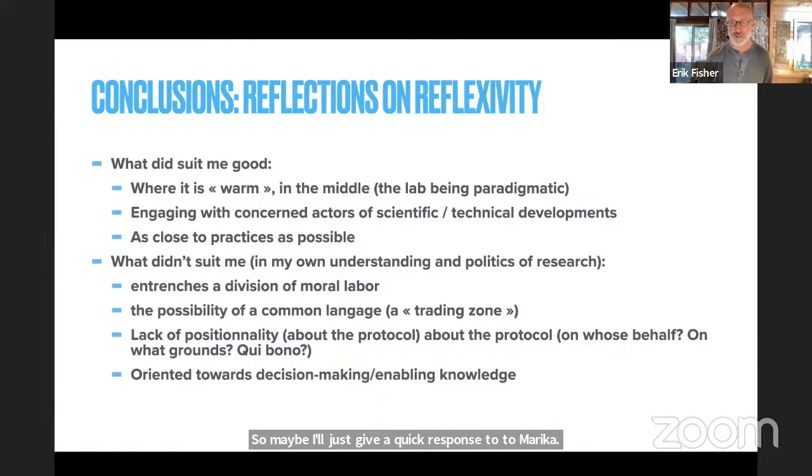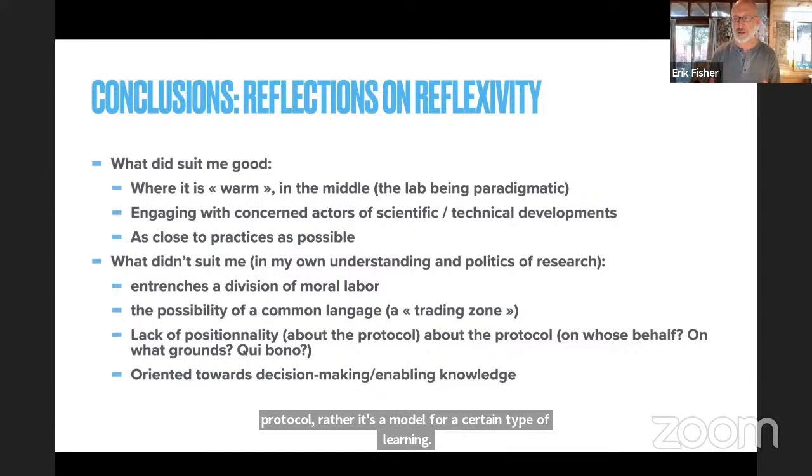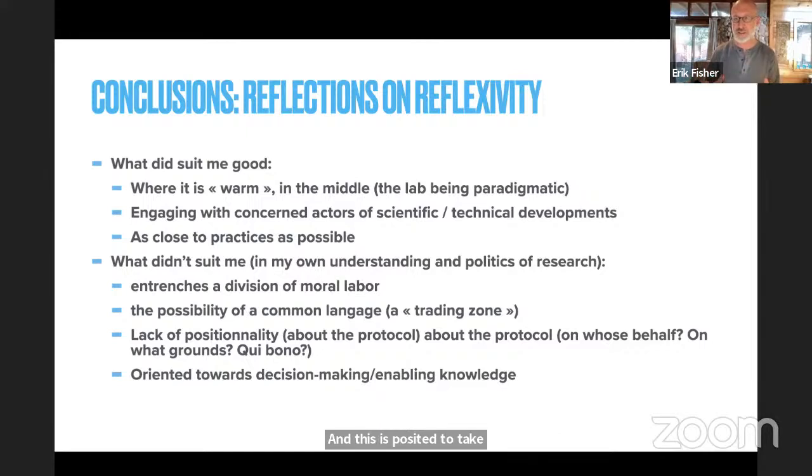Okay, so maybe I'll just give a quick response to Marika then, because I think the simplest way to put it is that the midstream modulation framework, which uses words like reflexivity, does not have baked in the assumption that reflexivity is only possible if a human being called a social scientist is using the protocol. Rather, it's a model for a certain type of learning. And this is posited to take place whether or not the STIR protocol is being enacted. It's posited to take place whether or not an embedded humanist is in the laboratory or not.